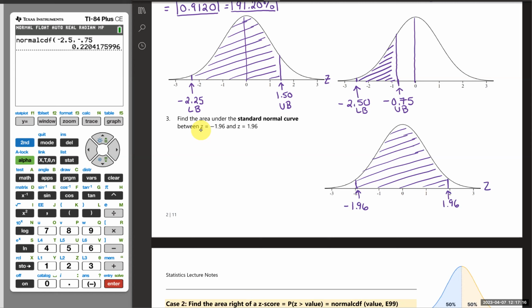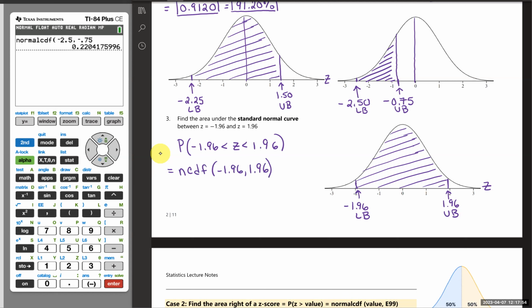I'm going to throw my z on the side here. There's my z-scores. There's our 0 in the middle. If we want to find that area, that would also be saying what is the probability that a z-score is between negative 1.96 and 1.96. So again, lower bound, upper bound. Lower bound on the left, upper bound on the right, always. And then we can go to our normal CDF, enter our lower bound and our upper bound.